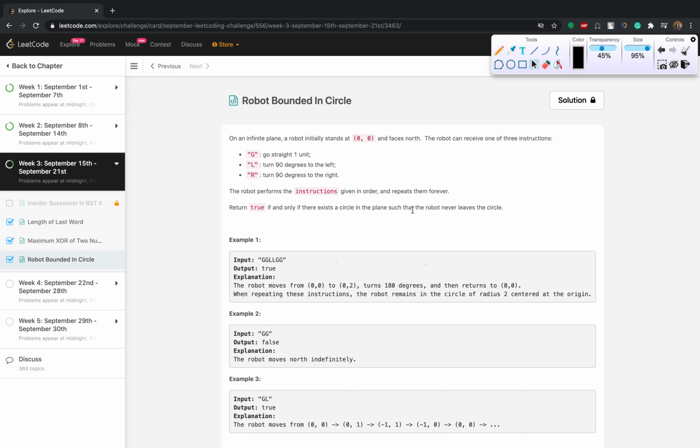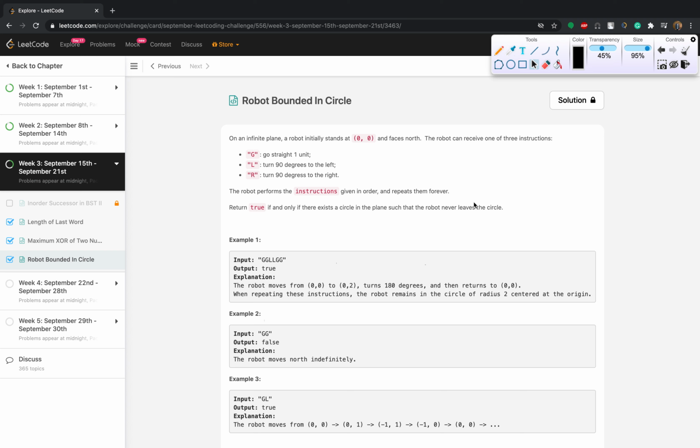And today we're going to see the robot bounded in circle problem. In this problem, a robot is standing at 0, 0 position and it is facing north, and it receives three instructions. One is G, which means it goes straight 1 unit, and the other one is L, it means it turns left 90 degrees, and R turns 90 degrees to the right.